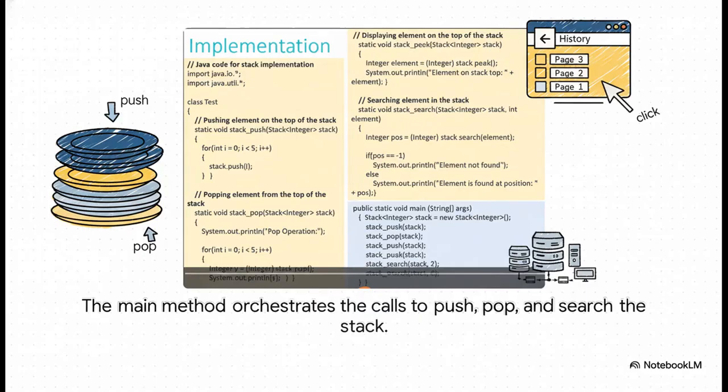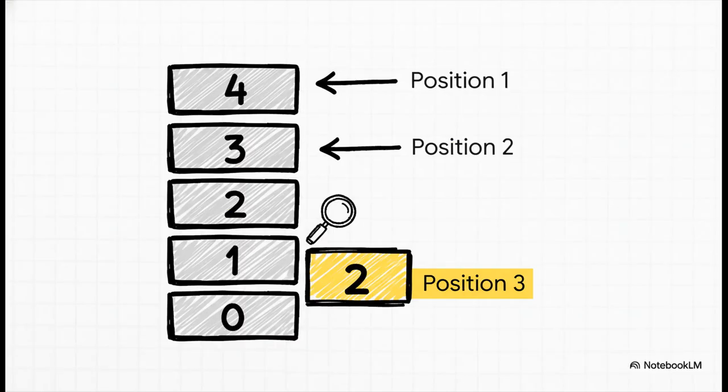And this right here, this is basically the main control panel for our little program. You can see how it calls all the other functions. It creates the stack, it tells it to push the items on, then it tells it to pop them off, and finally, it runs that search. So what do we get when we run it? The program spits out this message. It found the number 2 at position 3.